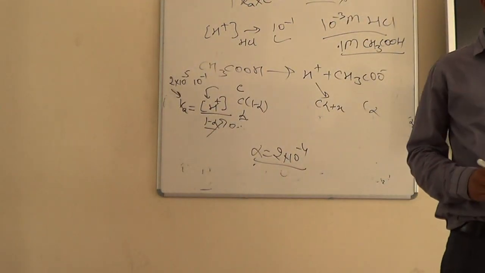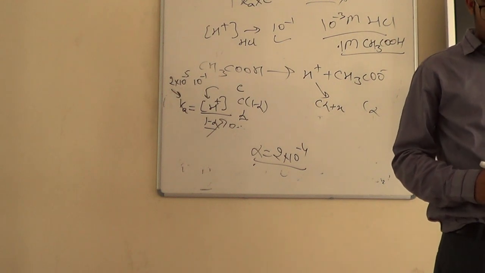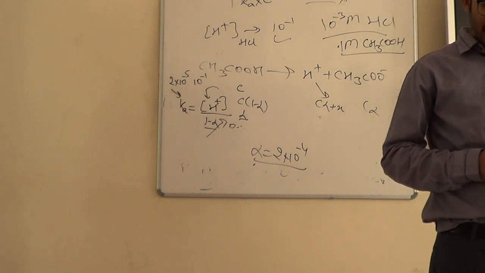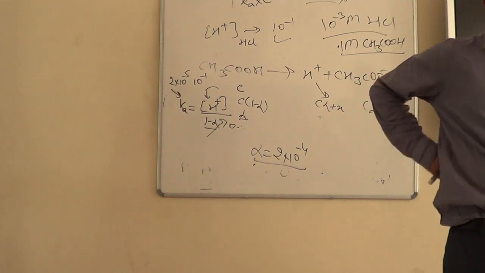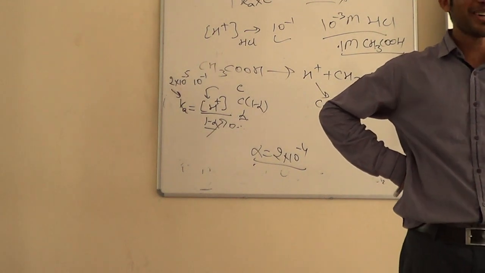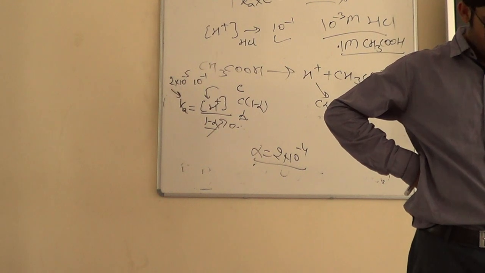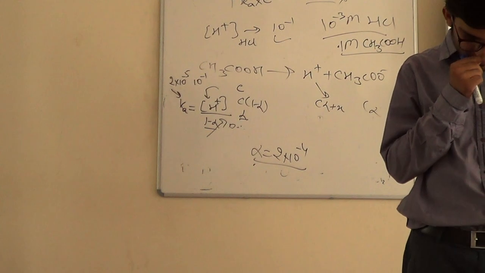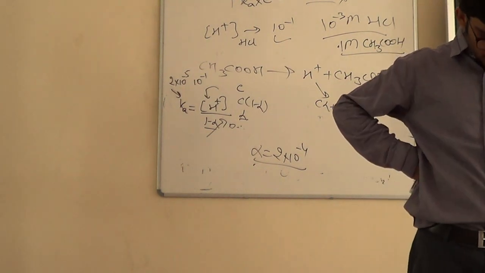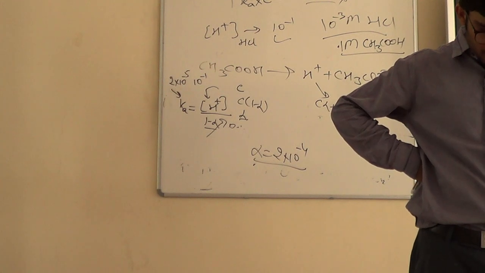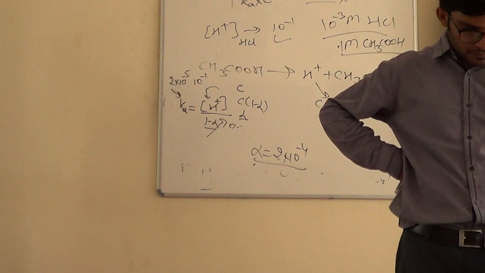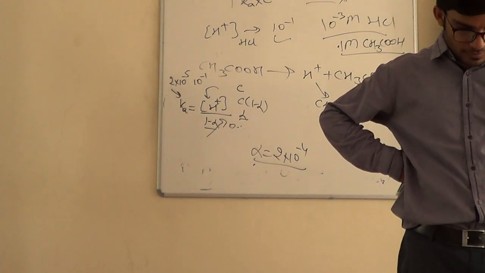Yes, pH is 2.7. Nice. You got the answer. That's cool. So the pH is the second one. You get the total concentration as 0.0.